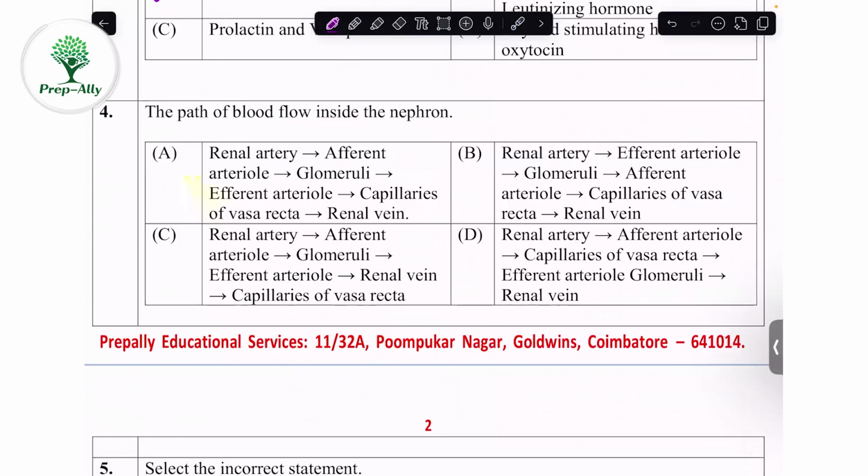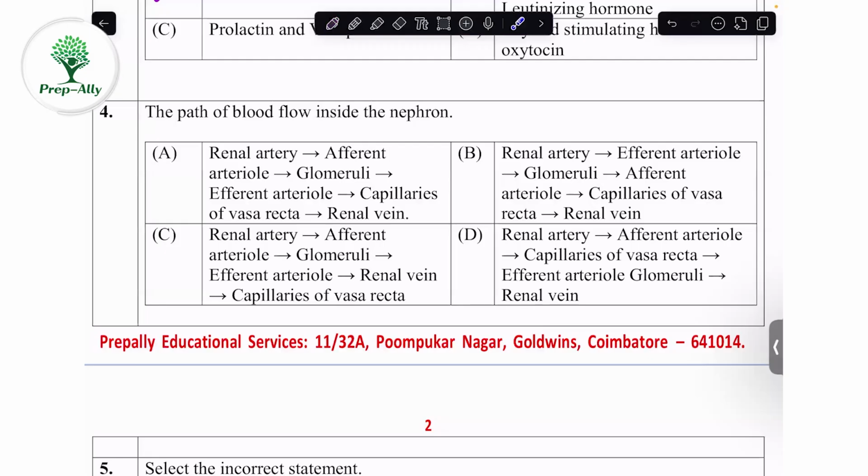Fourth question: the path of blood flow inside the nephron. So you know the nephron, right? The nephron is the structural and functional unit of the kidneys, where filtration, reabsorption, secretion and all take place, where finally concentrated urine is produced. That's why you're excreting urine every day, right? That is the work of the nephron. There are millions of nephrons in each kidney. So they are asking the path of blood flow inside the nephron.